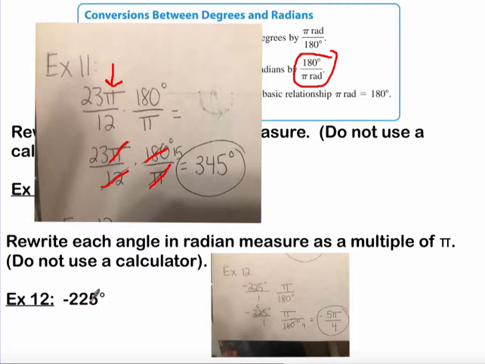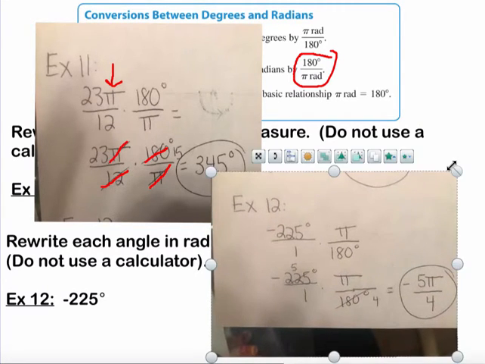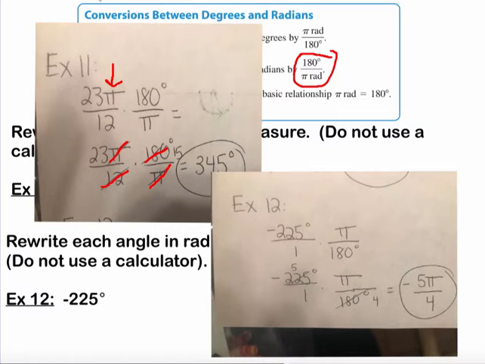Alright, now for the next one, we're going to change from degrees to radians. Negative 225 degrees into radians. So in this case, I'm trying to get rid of the degree. So in this example, I'm going to use this conversion in blue, pi over 180. The reason, once again, is I want these degrees to cancel. So I'm going to take negative 225 degrees and multiply it by pi over 180. You'll notice I put it over 1. That's just for me to acknowledge the fact that that could be written as that fraction.